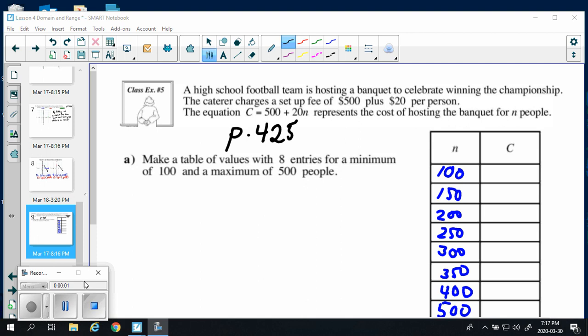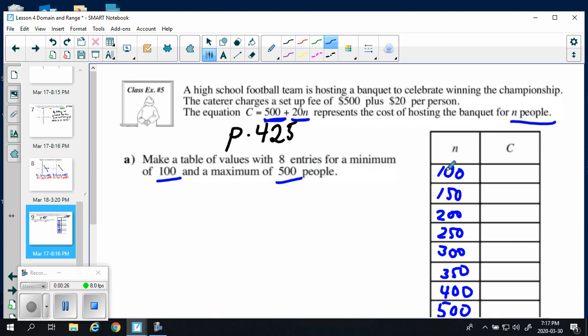Example from page 425 about a football team having a banquet and how much it would cost. So there is a base cost, which is probably the cost for the hall rental, and then it's $20 per person. So N represents the number of people attending the banquet. They've given us this formula, and they've asked us to make a table of values for a minimum of 100 and a maximum of 500.